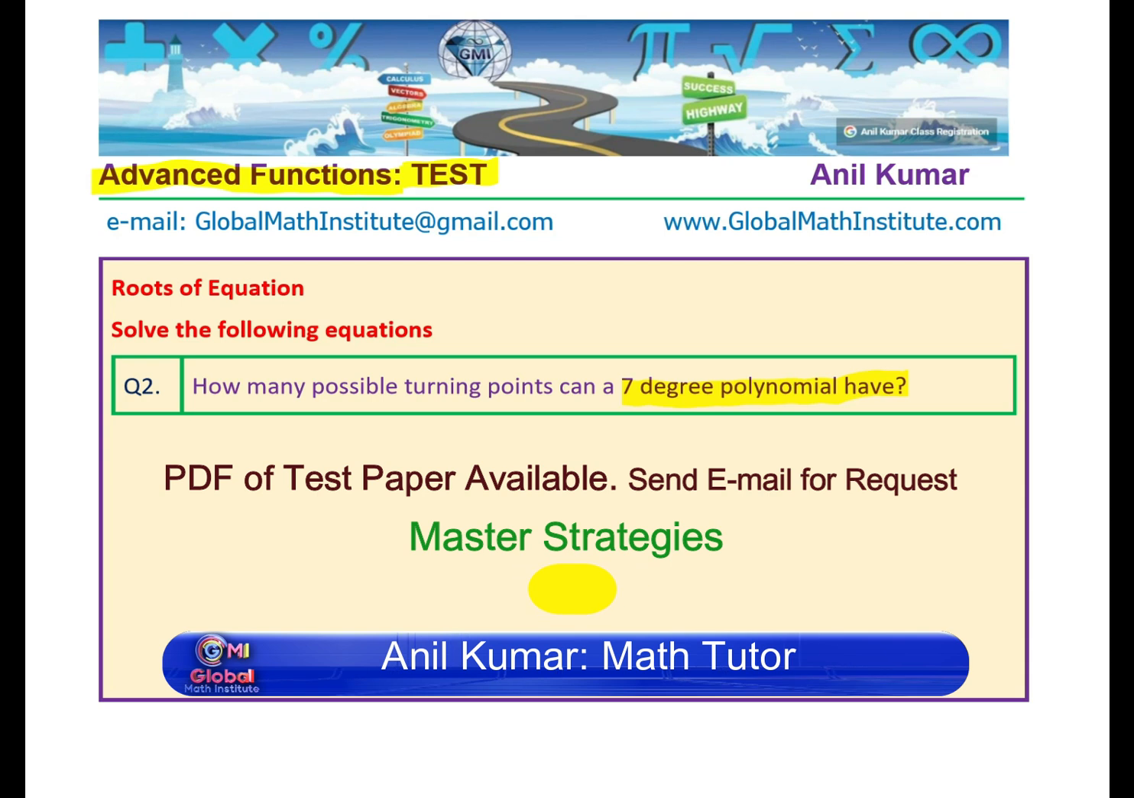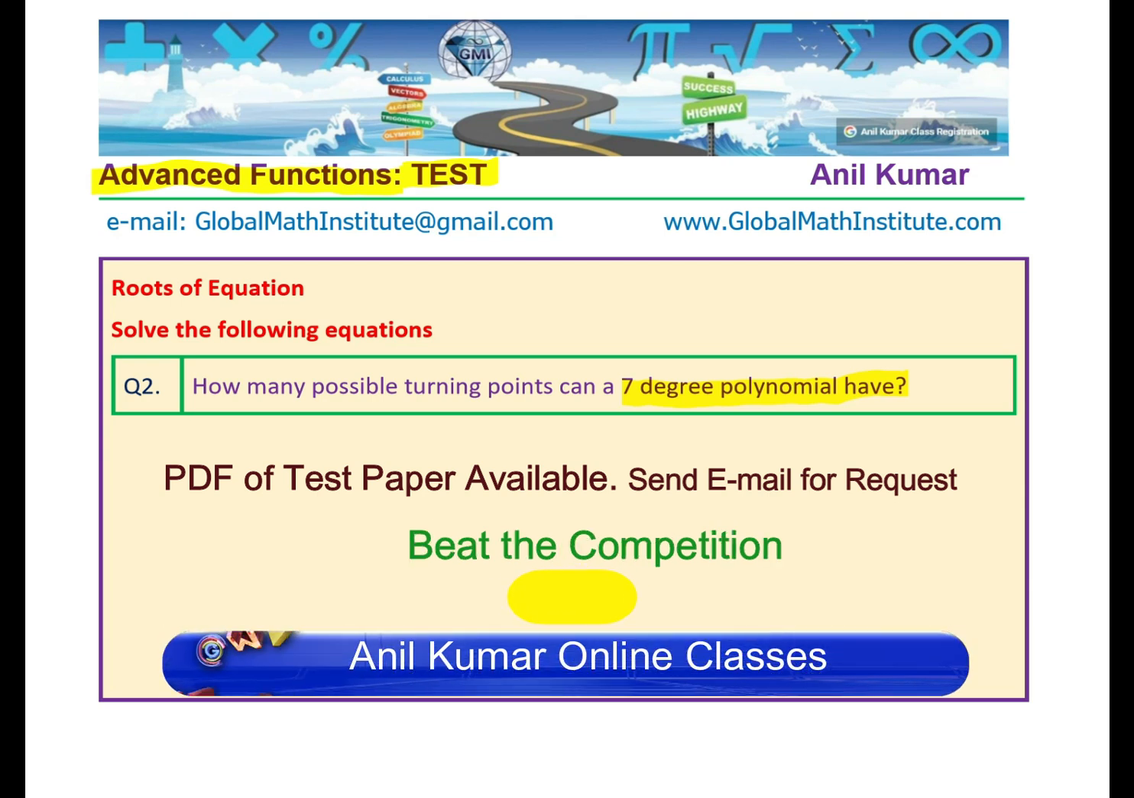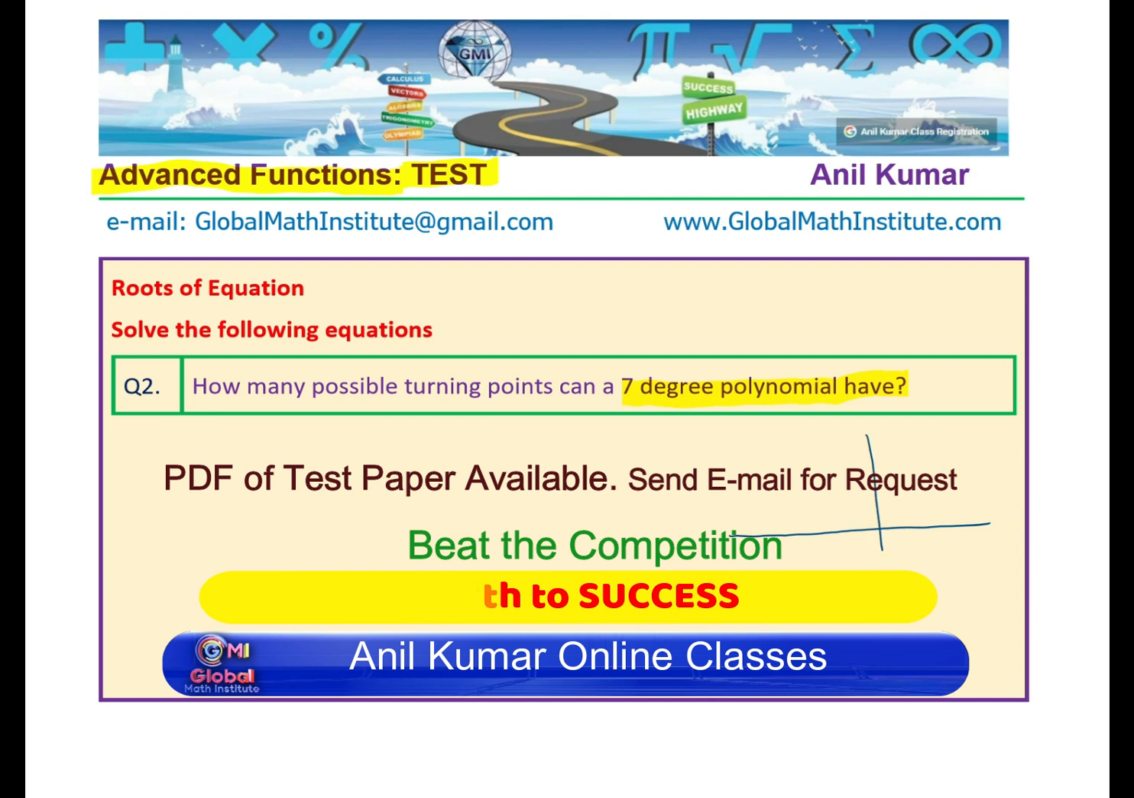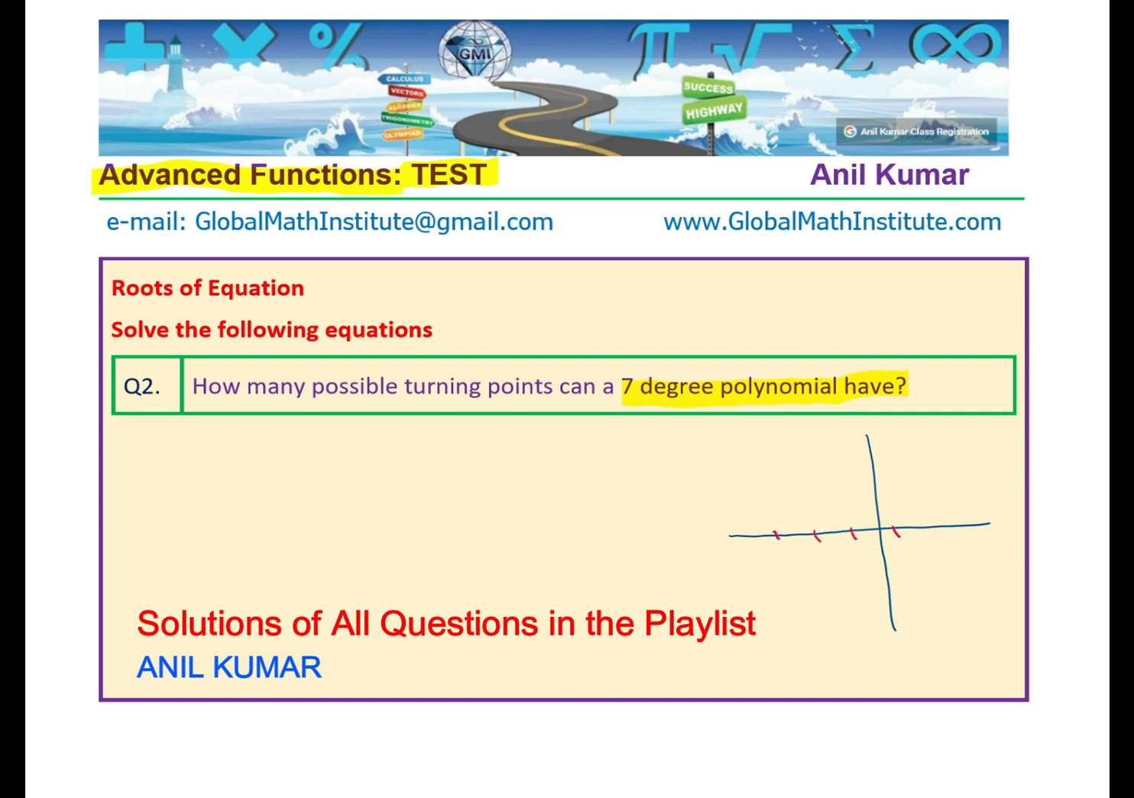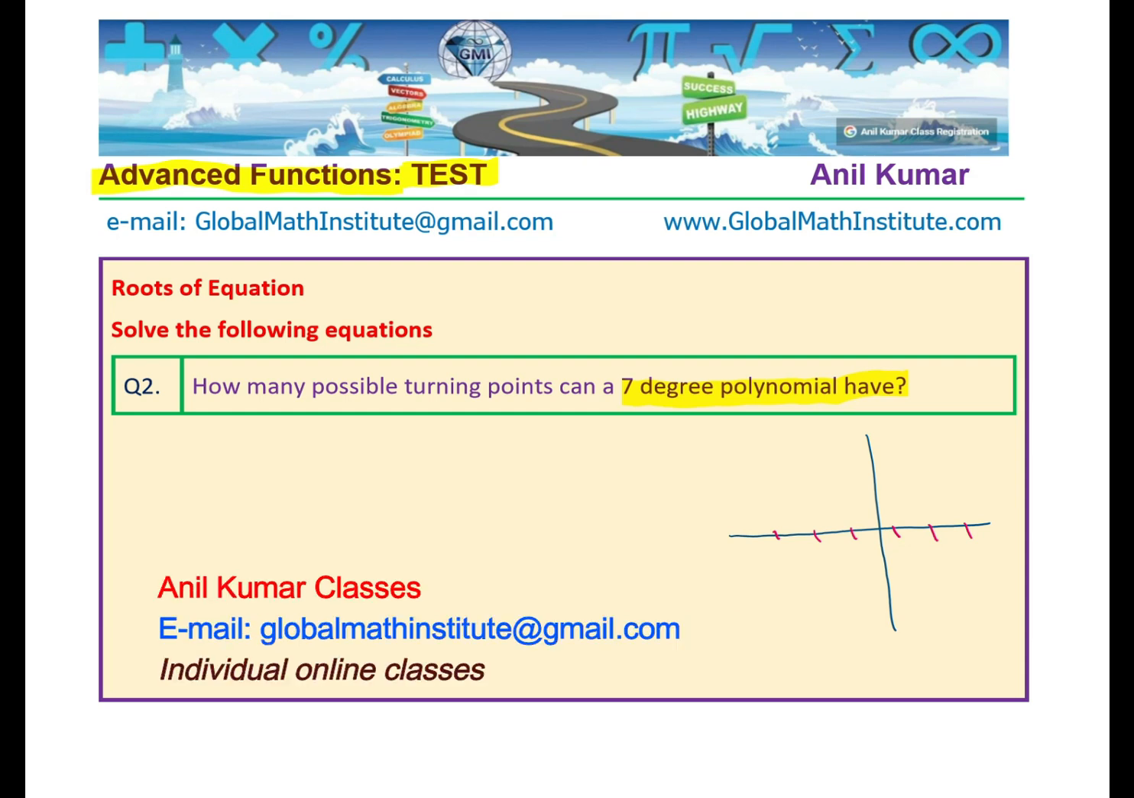Now, it seems to be a simple question, but most of the students do not get it right. We are talking about a 7-degree polynomial, so that means we are expecting 7 roots, right? Let's look into some of the scenarios. So, 7 roots means 1, 2, 3, 4, 5, 6, and let's put one somewhere here, 7. Okay, so we sketch a polynomial.